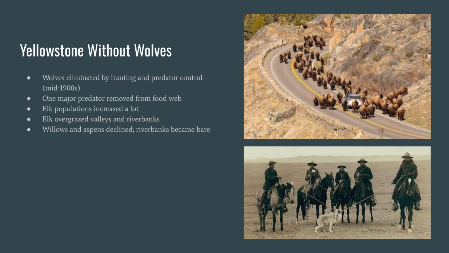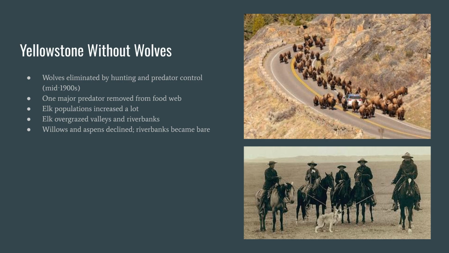By the mid-1800s, wolves had been eliminated from Yellowstone through hunting and predator control programs. When wolves disappeared, one major predator was removed from the food web. Without this top predator, elk populations increased a lot because there was much less predation. With more elk and no wolves to fear, elk spent more time feeding in open valleys and along riverbanks. They especially liked young willow and aspen shoots.